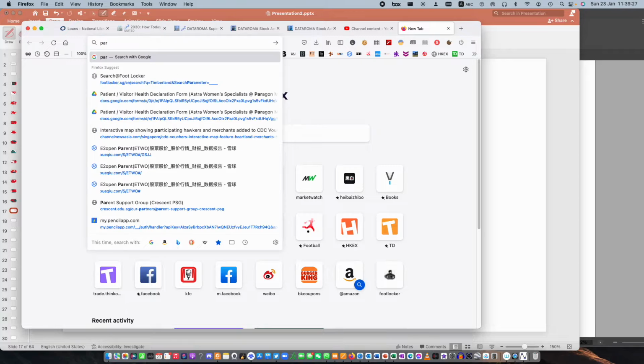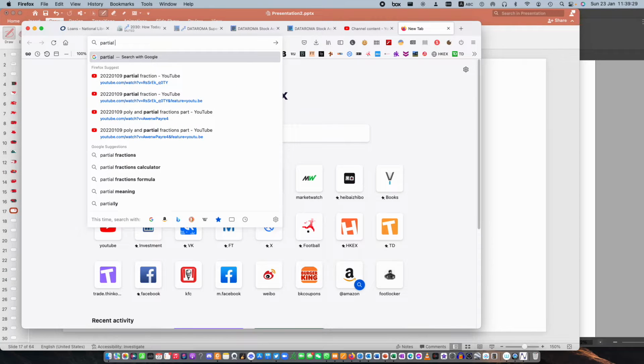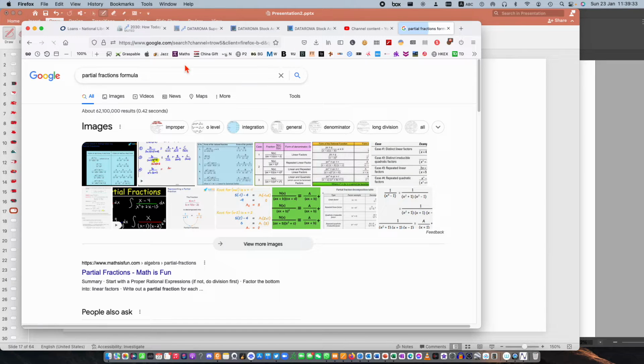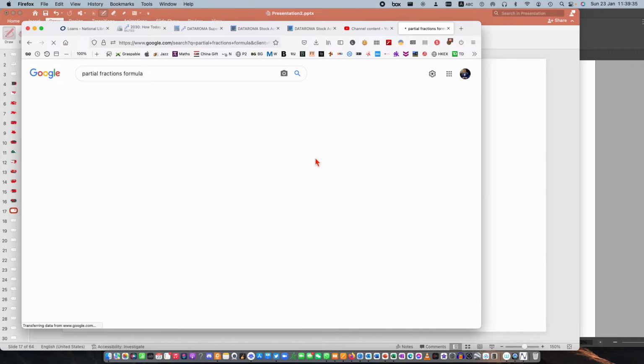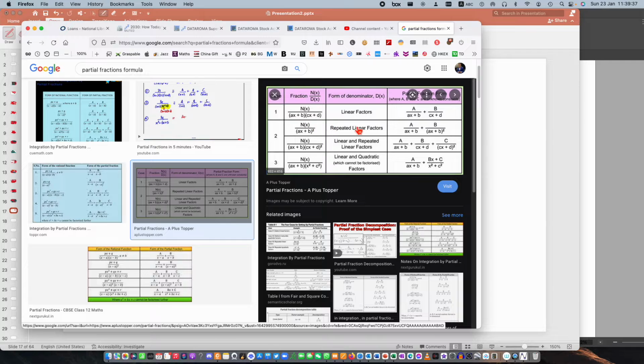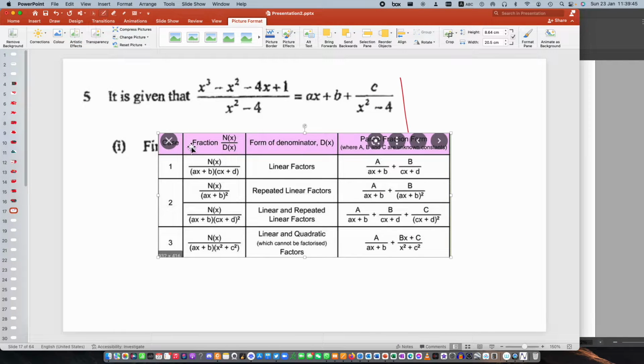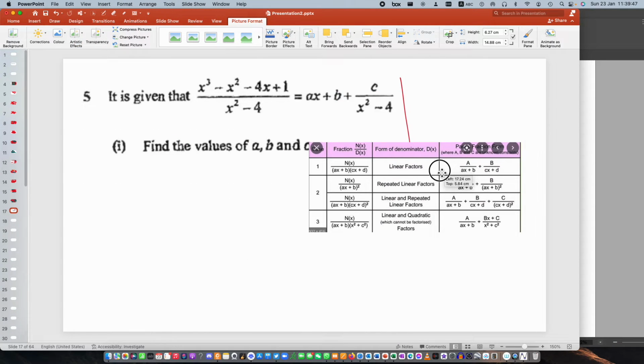Let me just get the partial fraction formula out first. So always put this side by side.